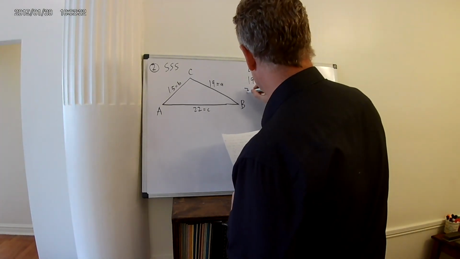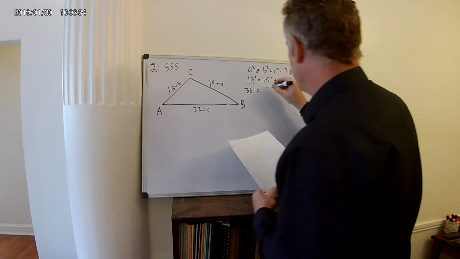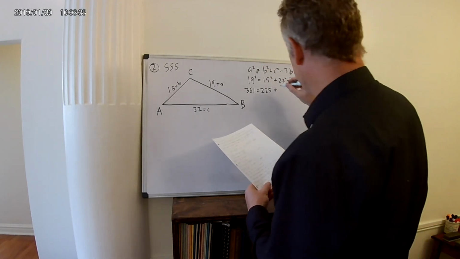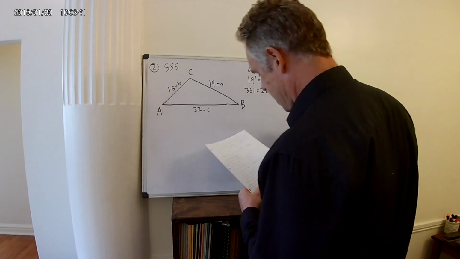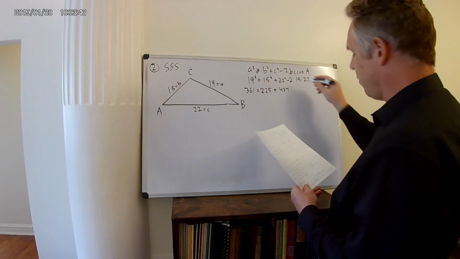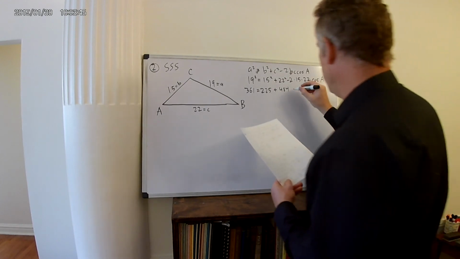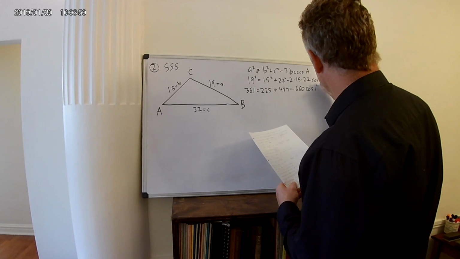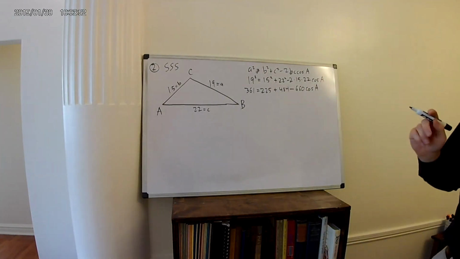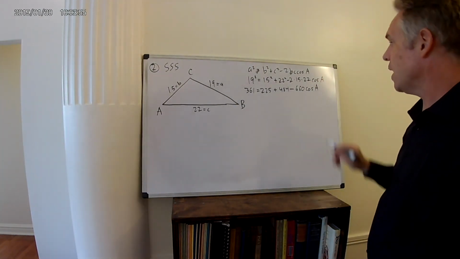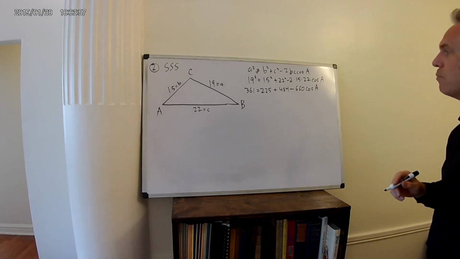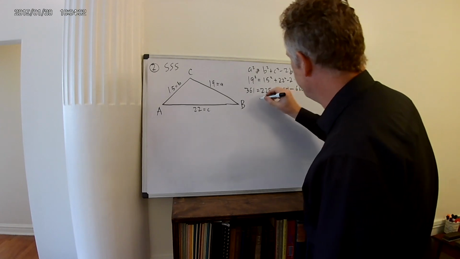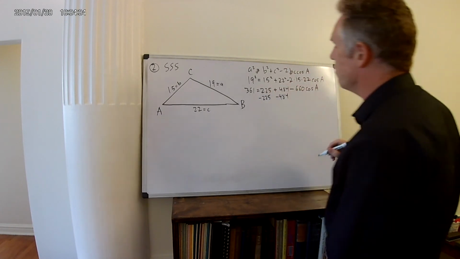19 squared is 361, 15 squared is 225, 22 squared is 484. And now if we multiply these numbers together, this comes out to 660. But we have this minus sign, so we get minus 660 times cosine of angle A. I want to isolate cosine of angle A. That's what I'm solving for here. So I'm going to start moving stuff around. And I'm going to subtract 484 and subtract 225 from both sides.